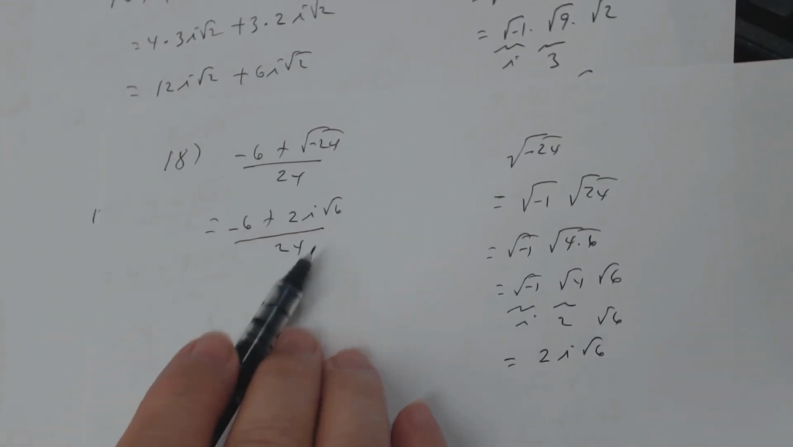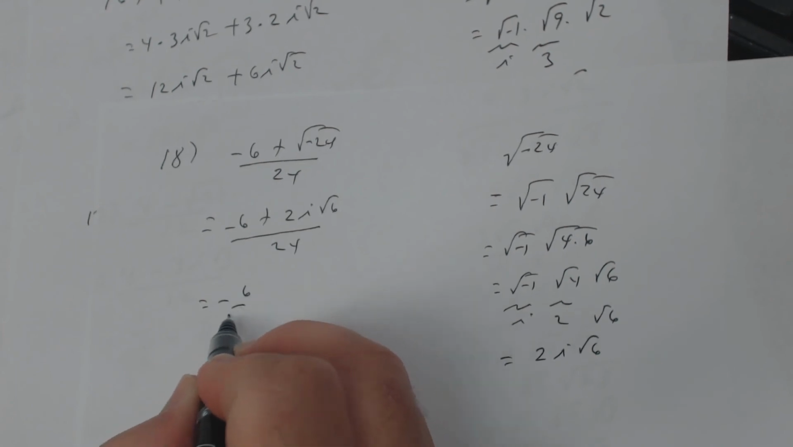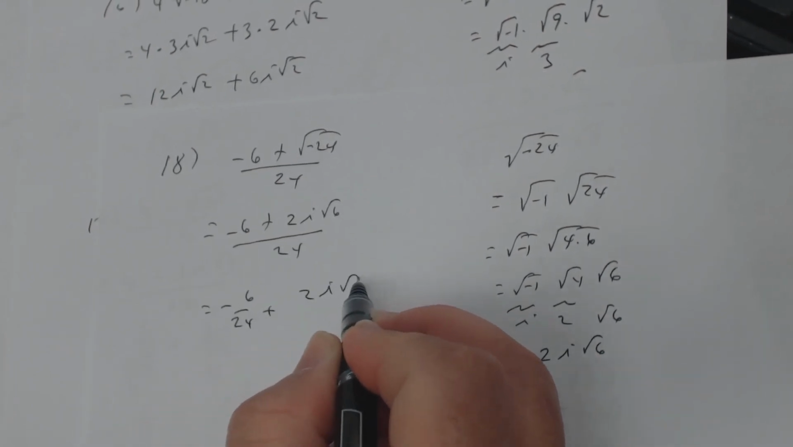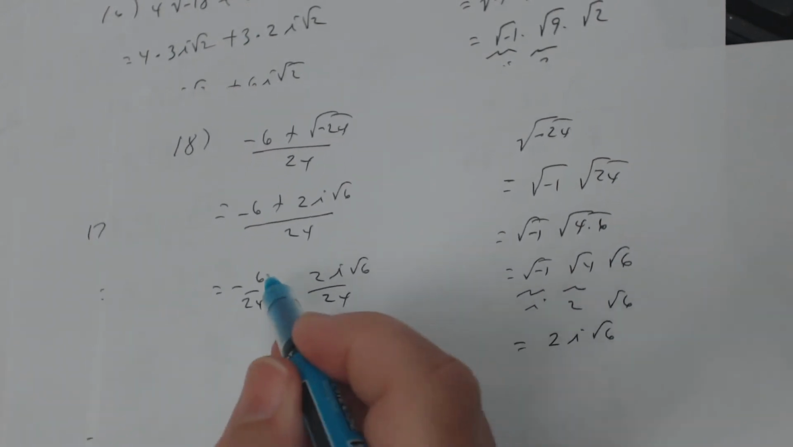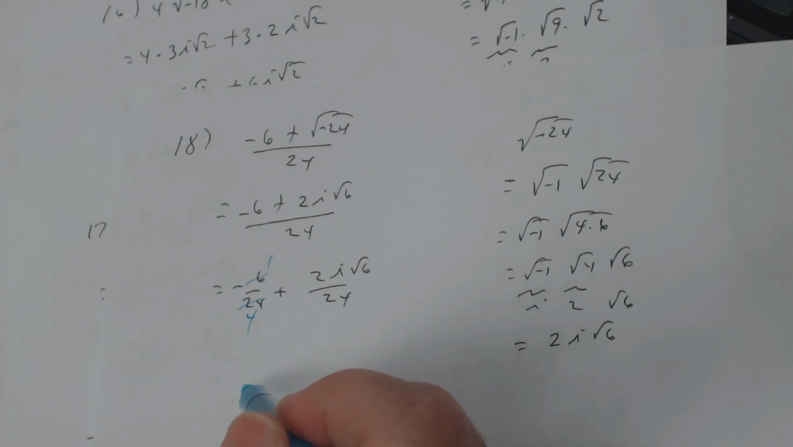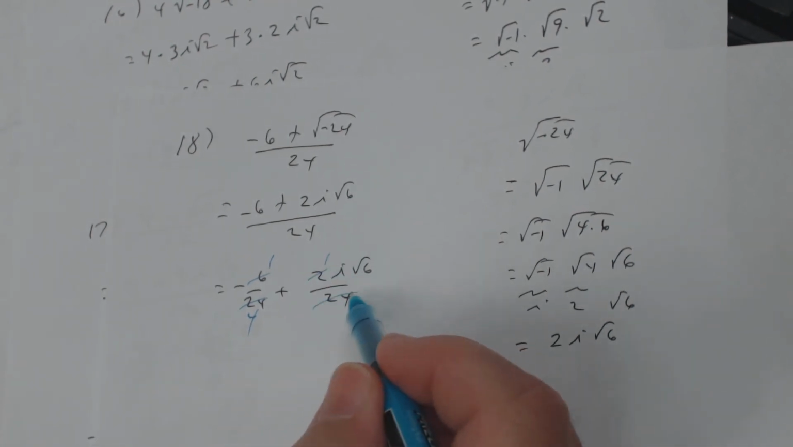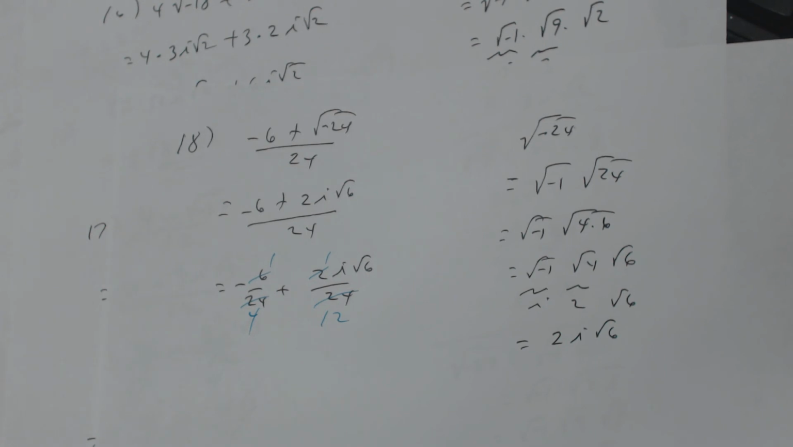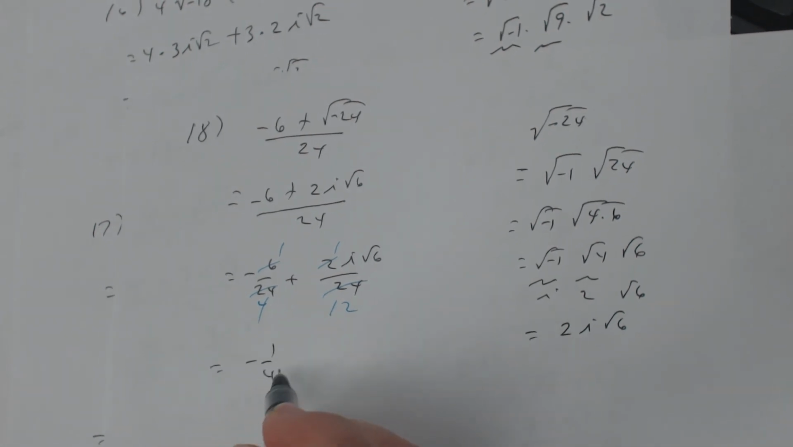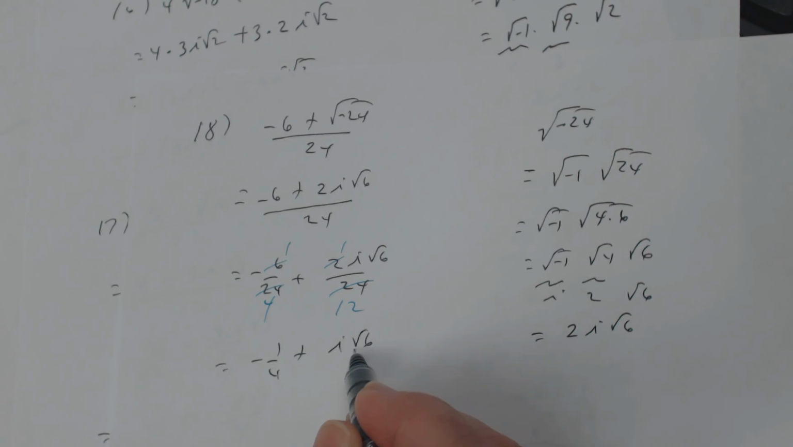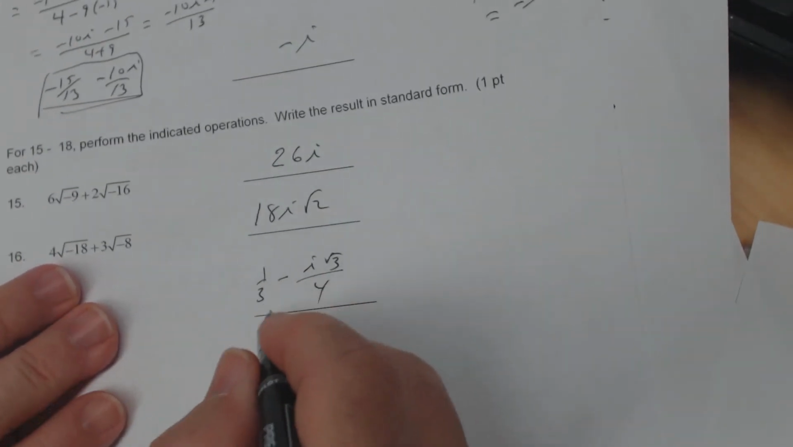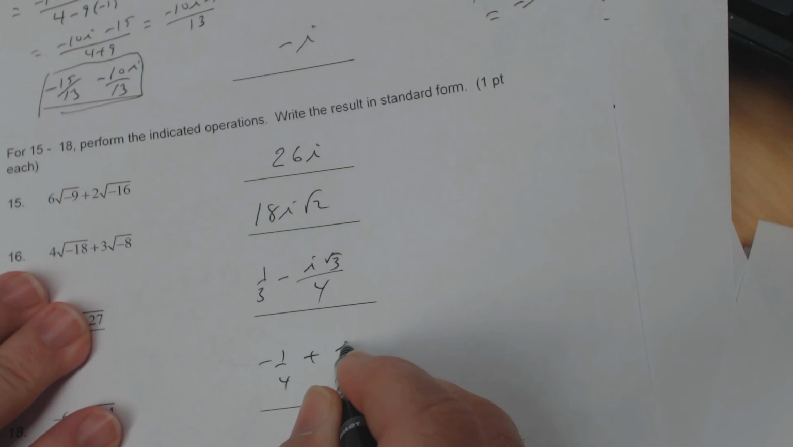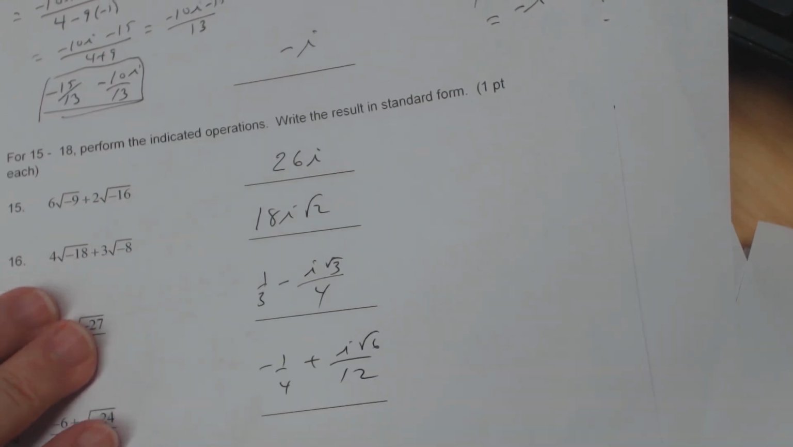Now remember the direction says to write it in standard form. So this becomes negative 6 over 24 plus 2i square root of 6 over 24. And then all you do is reduce. When I reduce, 6 and 6 is 1, 6 and 24 is 4, 2 and 2 is 1, 2 and 24 is 12. And so the answer is negative 1/4 plus i square root of 6 over 12. So that's the answer for number 18: negative 1/4 plus i square root of 6 over 12.